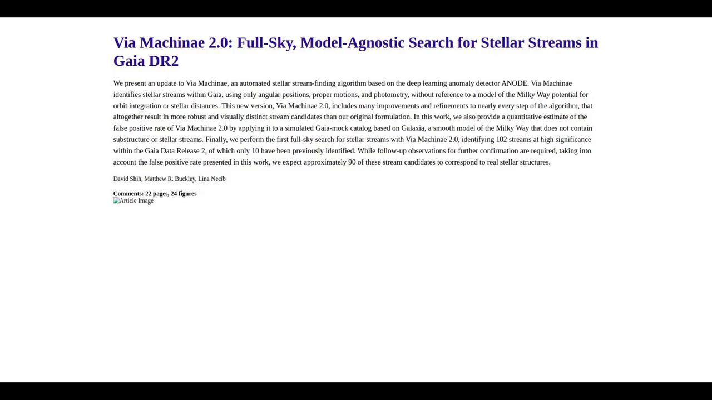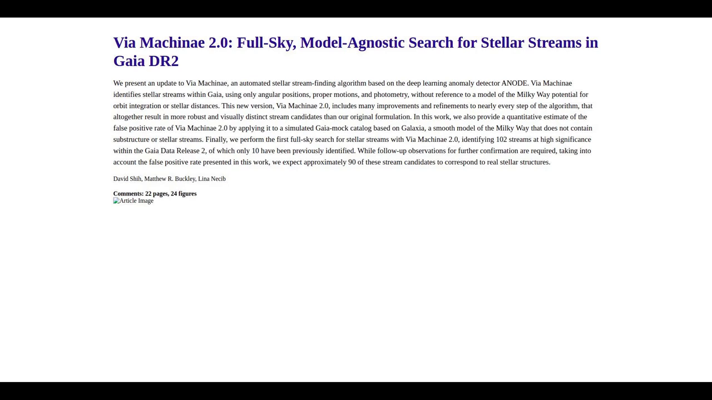Next article. Via Machina 2.0: Full-Sky Model-Agnostic Search for Stellar Streams in Gaia DR2. We present an update to Via Machina, an automated stellar stream finding algorithm based on the deep learning anomaly detector ANODE. Via Machina identifies stellar streams within Gaia using only angular positions, proper motions, and photometry, without reference to a model of the Milky Way potential for orbit integration or stellar distances.